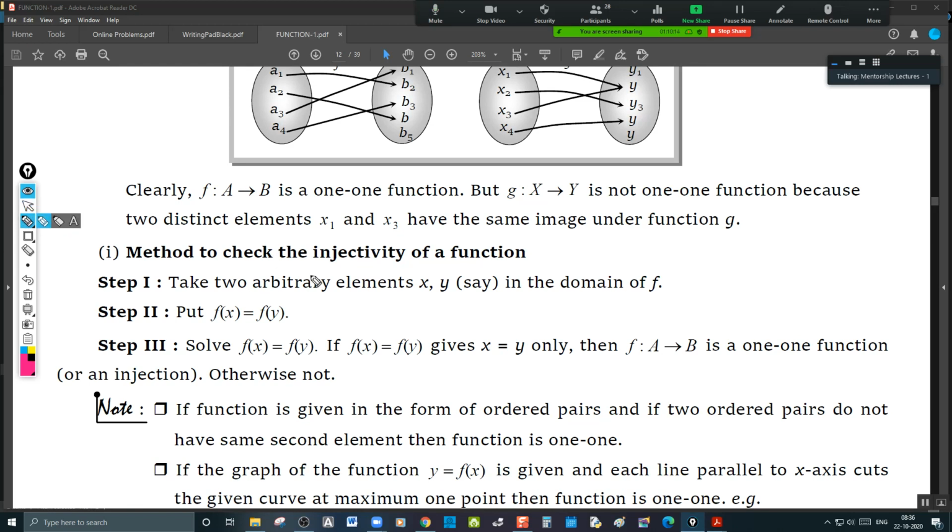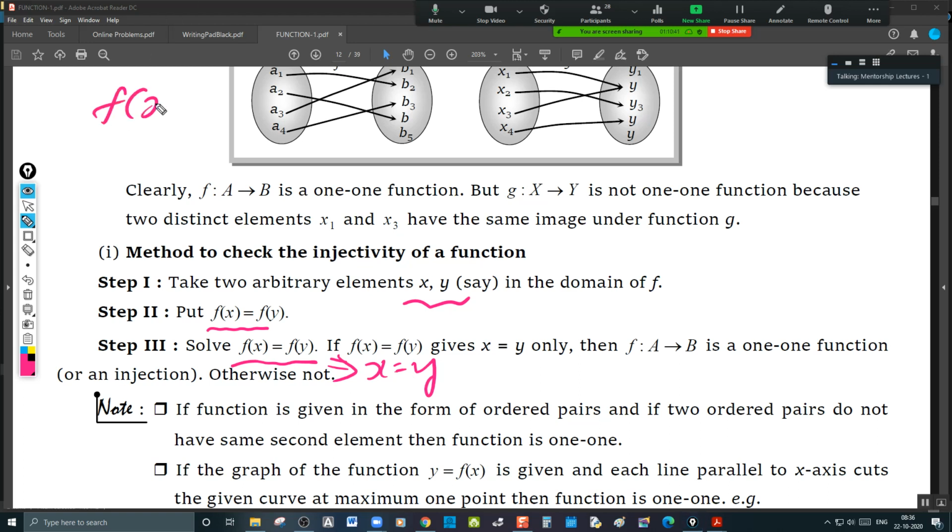Okay. Now that is the graphical method I taught you, and if it is the theoretical method, then we take two arbitrary elements x and y in the domain, and we write their corresponding images, and we equate them. If we equate them, their pre-images must also be equal. f(x) is equal to f(y). If you write this, then you must get x is equal to y. Then only it is a one-one function. We'll be understanding that, no problem.